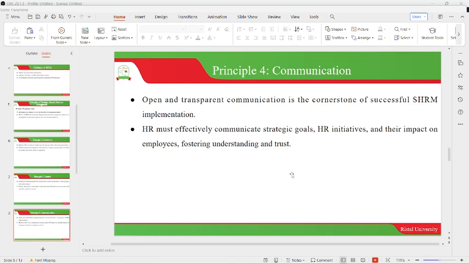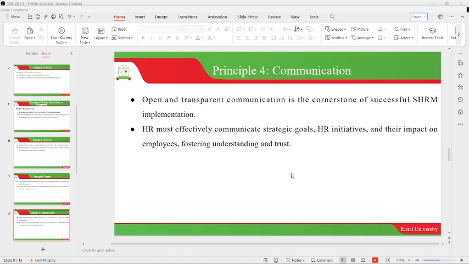Then the next principle is communication. Open and transparent communication is the cornerstone of successful strategic human resource implementation. Communication helps in very many ways. Number one is that it helps to communicate clearly to the employees what is expected of them. That is communication. You cannot be strategic and then you don't communicate to your employees. How will they know what is expected of them if you don't pass the information to them? So it is through communication that they'll be able to know what is expected of them and when.